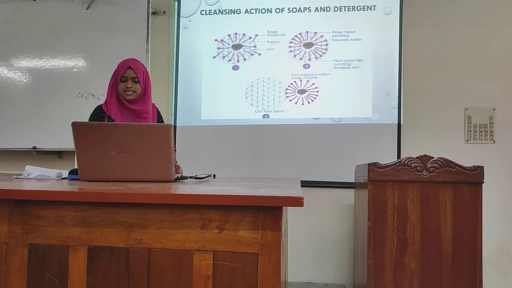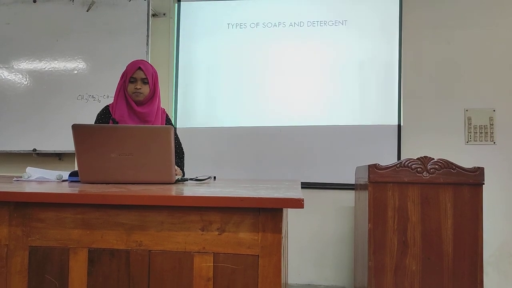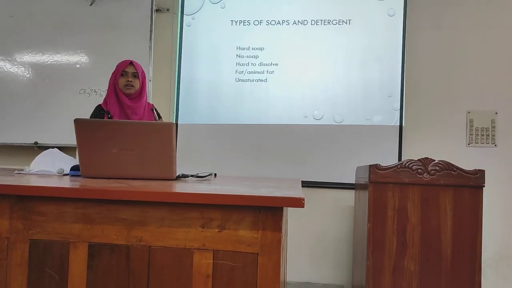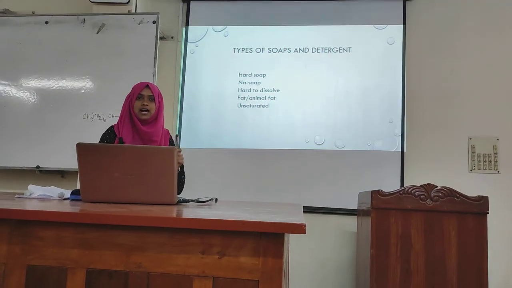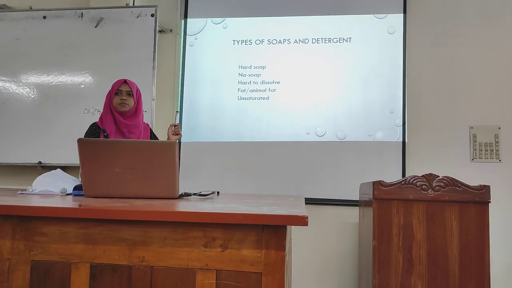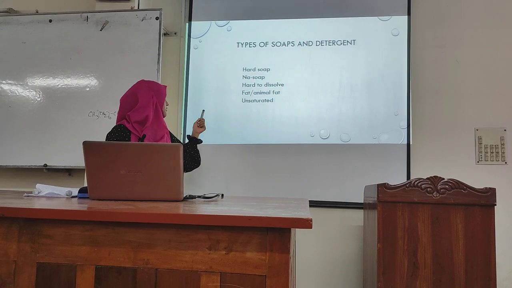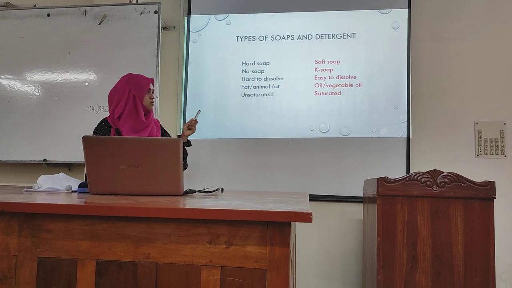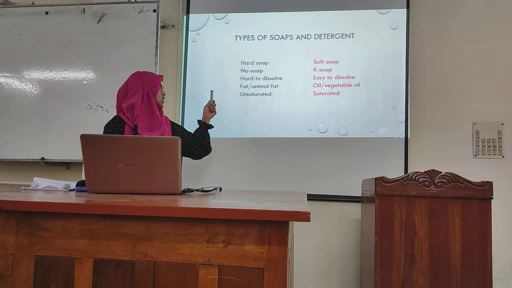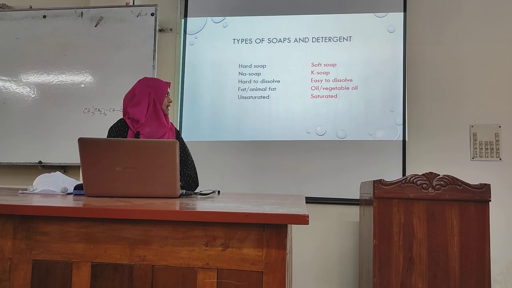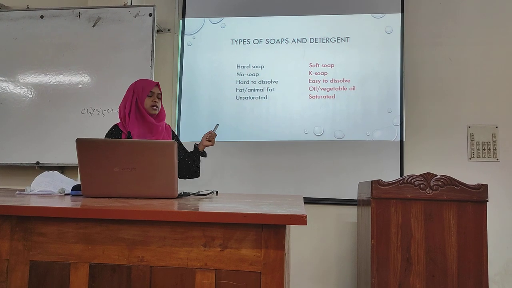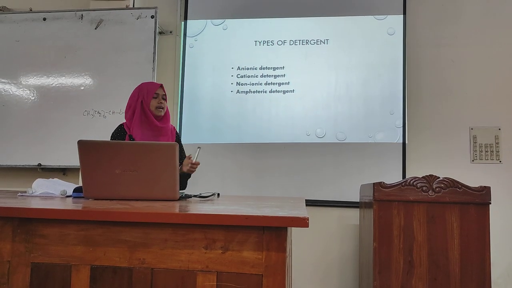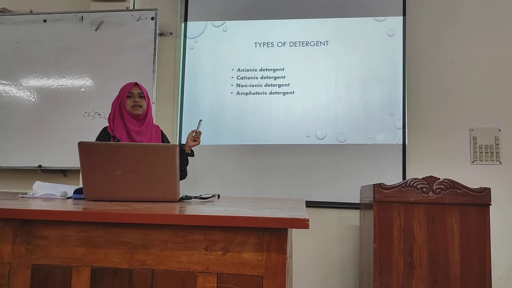Now let's discuss some types of soap: hard soap and soft soap. Hard soap is sodium soap, it is very hard to dissolve, and it can be prepared from fat like animal fat, and it is saturated. On the other hand, soft soap is potassium soap, and it is very easy to dissolve in water. It can be prepared from oil or vegetable oil, and it is unsaturated. Now let's discuss the types of detergent. There are many types of detergent, like anionic detergent, cationic detergent, non-ionic detergent, and amphoteric detergent.